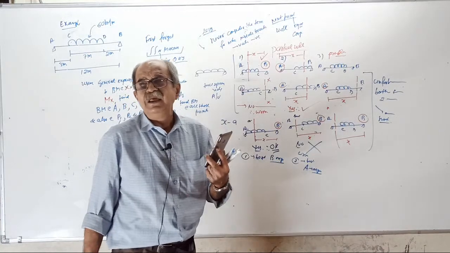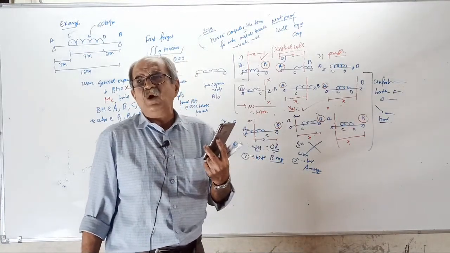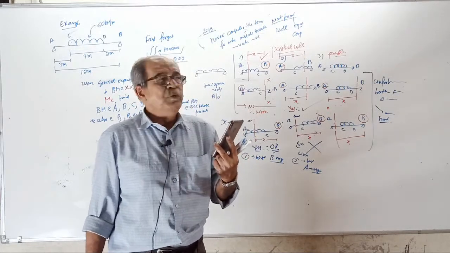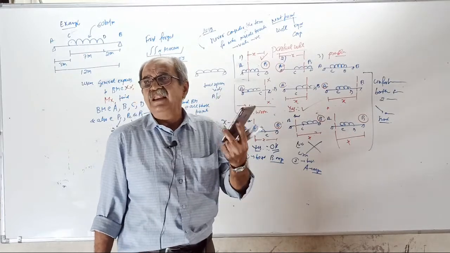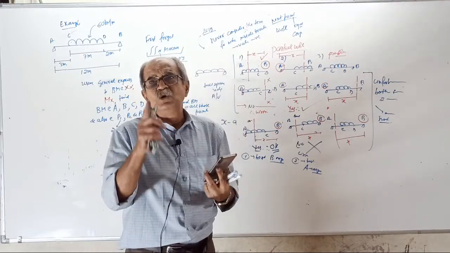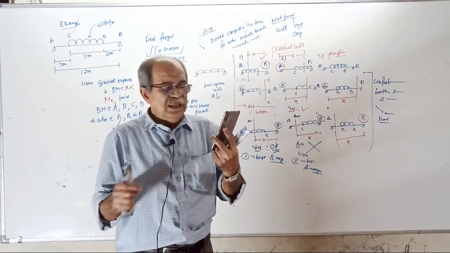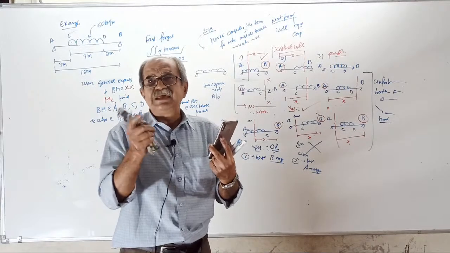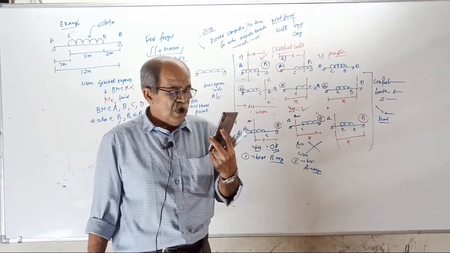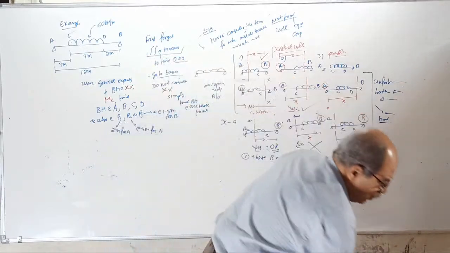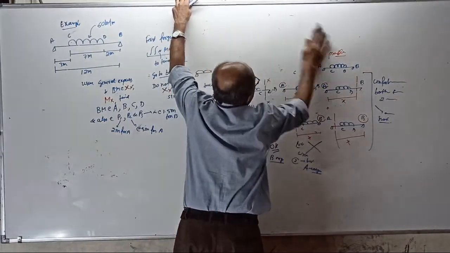Yes or no? Tell me. Because you equate EI d square y by dx square equal to Mx. So if you want the theta and y equations to be valid everywhere, then the BM equation also should be valid everywhere. Tell yes or no? Because even for slope and deflection, the first step is BM only. Tell me yes or no? Yes. Okay.